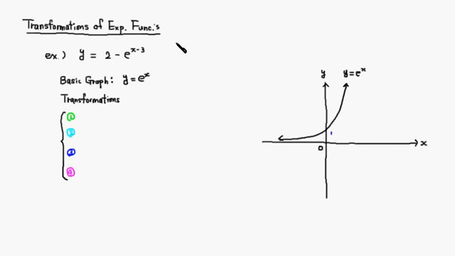Let's do the multiplication first. There's a negative sign in front of the exponential function, so that will be a reflection about the x-axis. Let's apply that. With a reflection about the x-axis, all these points are going to be reflected down here. So the graph is going to look like this.